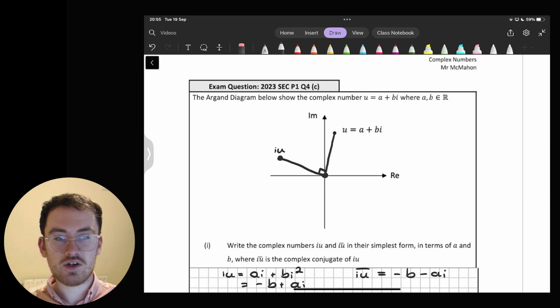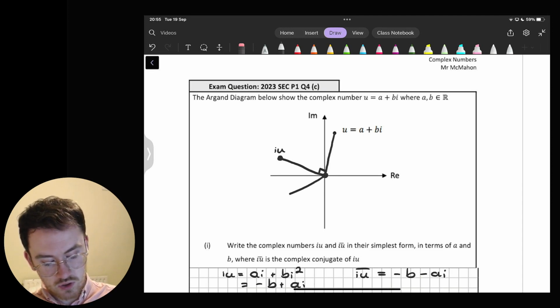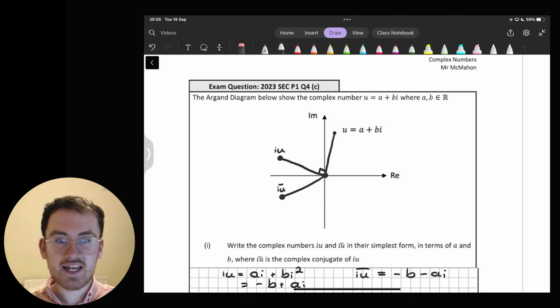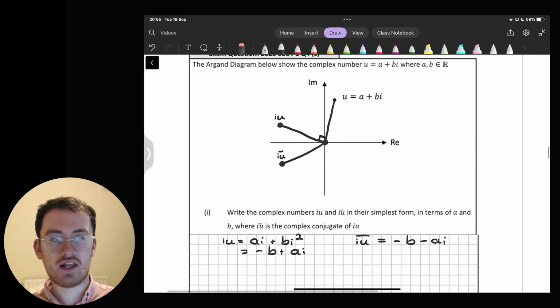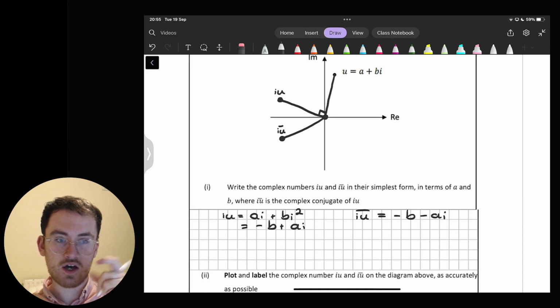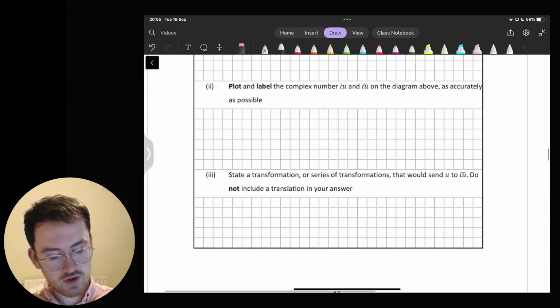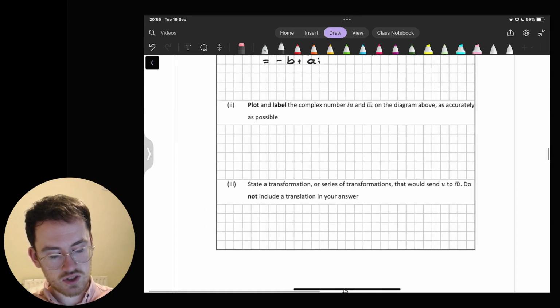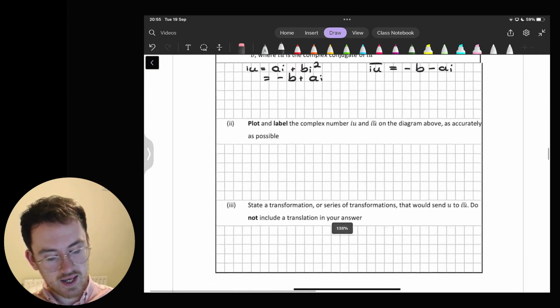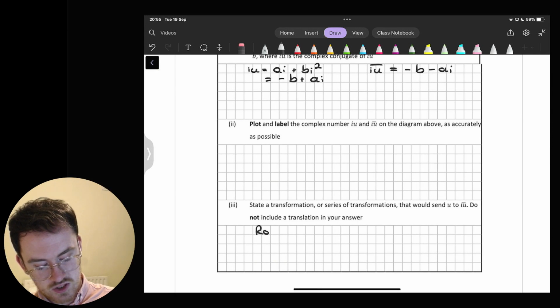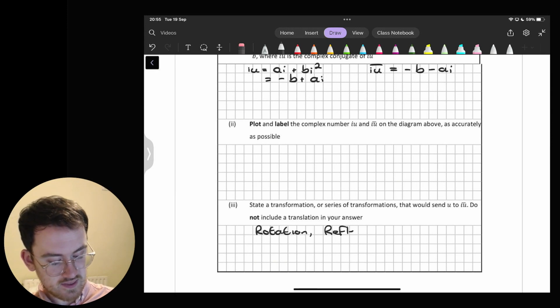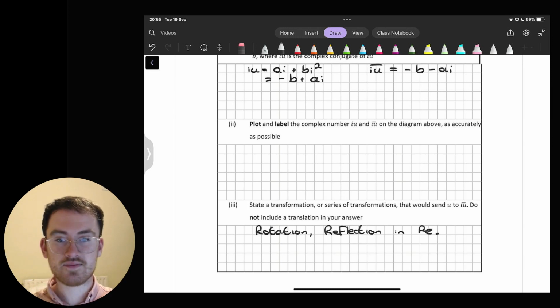So we've got iu, and then the complex conjugate. We should know the complex conjugate is a reflection of our complex number in the real axis, because all we change is the complex part. So we plotted and labeled those, and then stated a series of transformations that would send u to the conjugate of iu. I would say that that series of transformations is a rotation and then a reflection in the real axis.